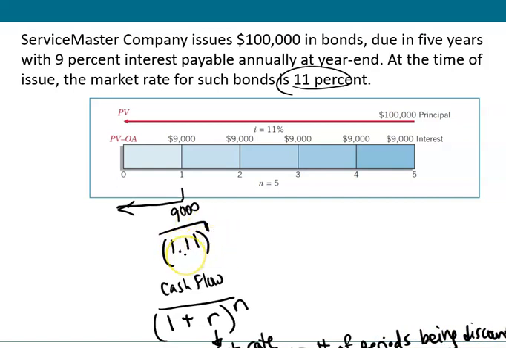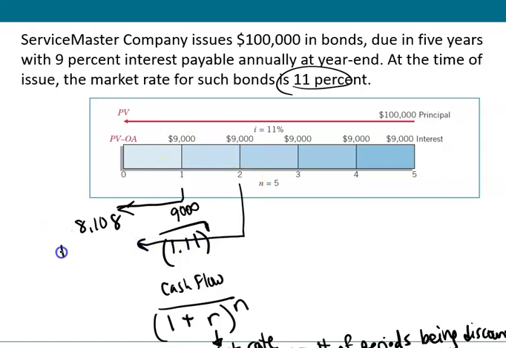9,000 divided by 1.11. In plain English, the value of 9,000 to be received 1 year from now at a rate of 11% would give us $8,108 today. Or if I invested $8,108 today in an account that offered me 11% annually, in 1 year I would have 9,000. So what we did is we just found the present value of the first interest payment.